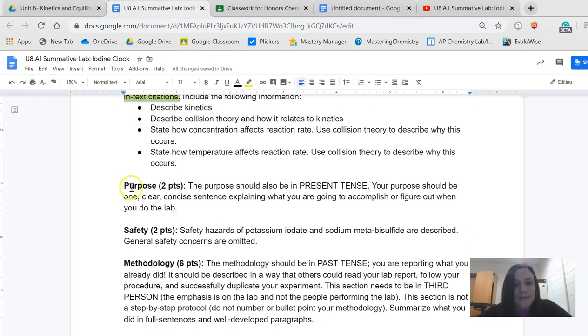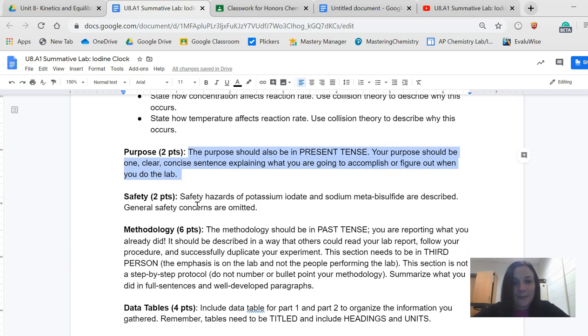And next, purpose. In this section of the lab report, the purpose is also in present tense. It should be 1 to 2 clear, concise sentences. If you're unsure of the purpose, look back at your lab handout because I gave you the purpose in there.